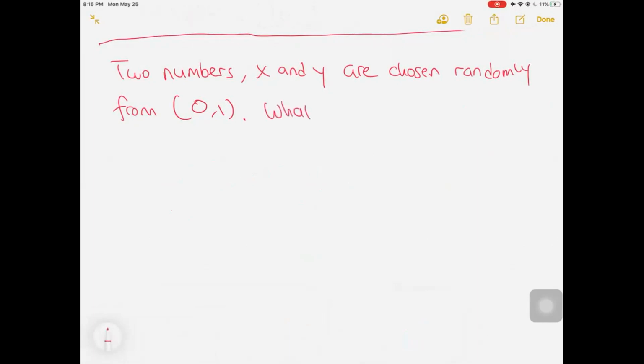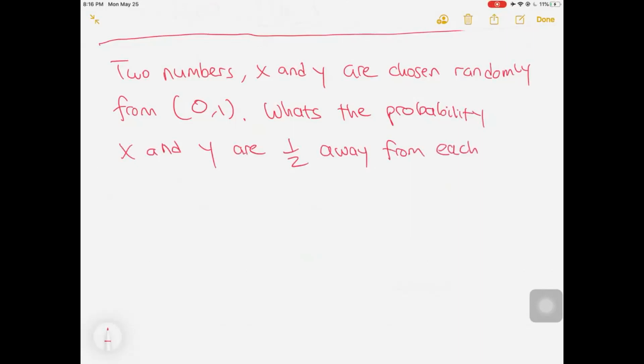And then the question asks, what's the probability X and Y are 1/2 away from each other?